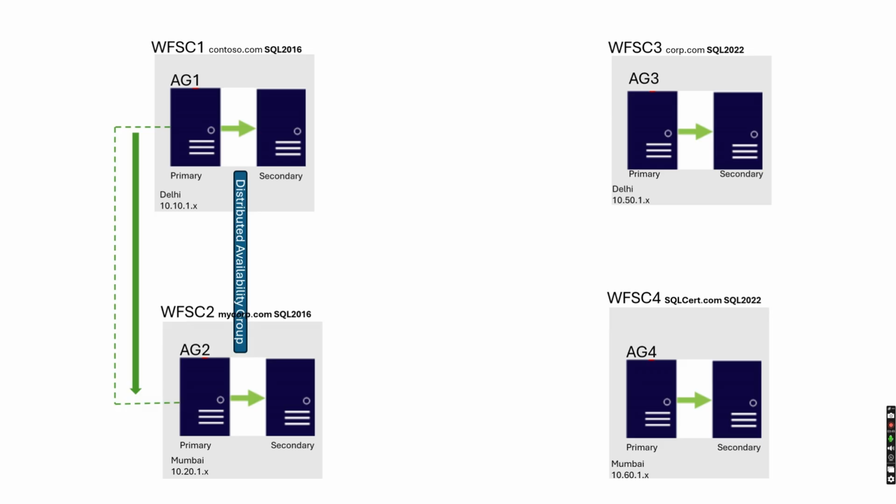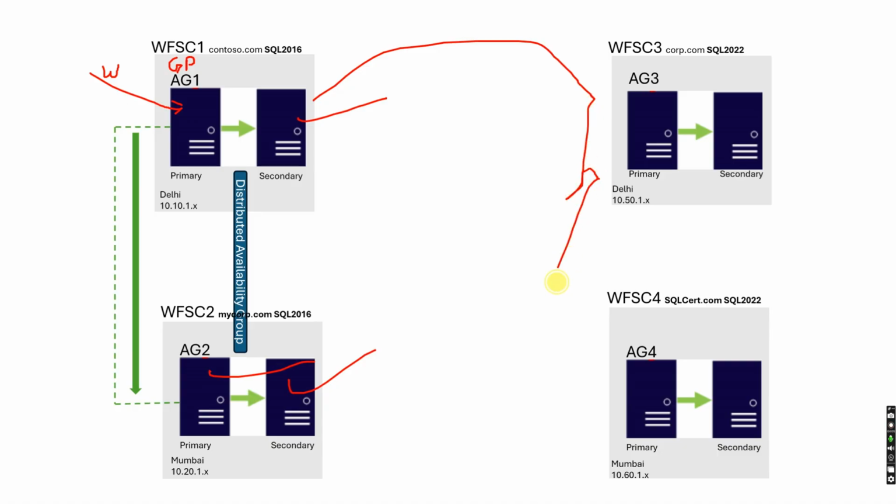In my current environment, I have my read transactions going to the secondary replica, and only the transactions which are writing to the database go to my global primary. So I want a similar setup here as well.